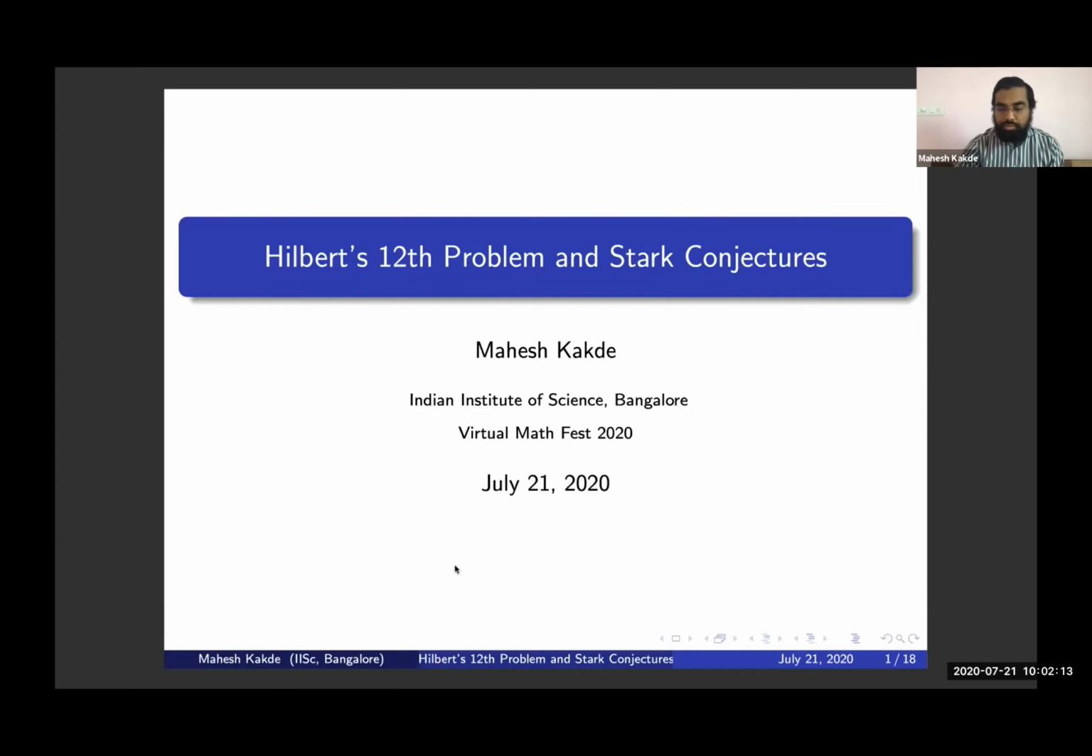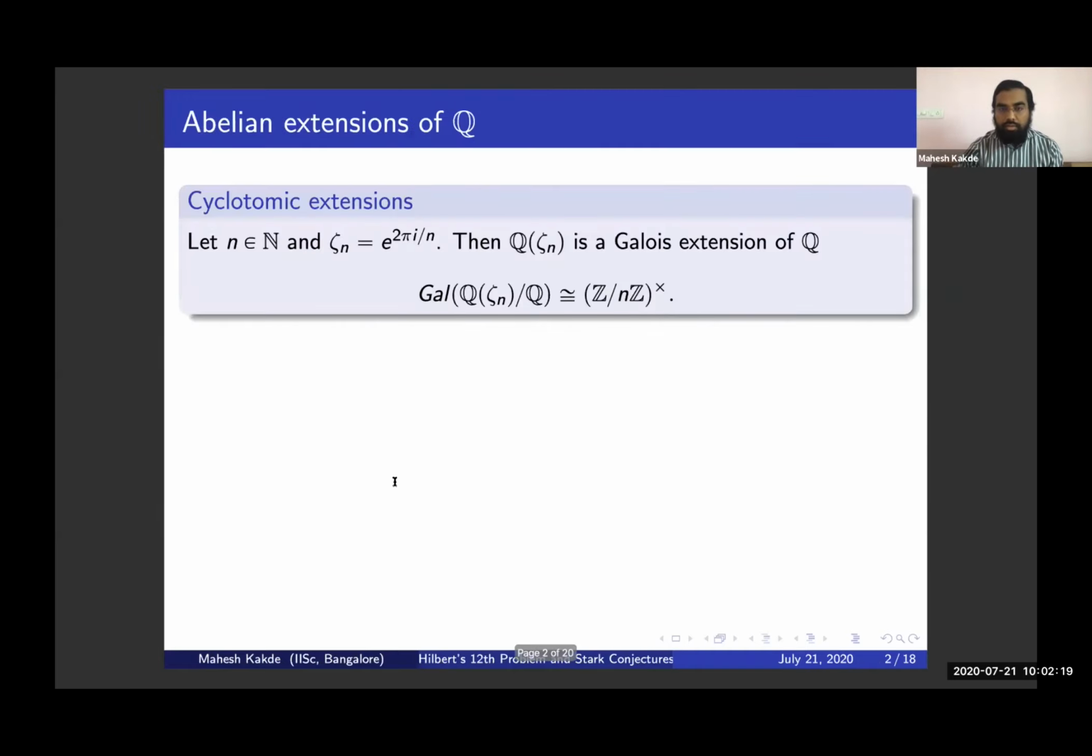Let me begin with a very classical result about abelian extensions of Q. Firstly, we all learn in a first course on Galois theory that if n is a natural number and zeta n denotes the nth root of 1, then the Galois group of the extension Q(zeta n) over Q is (Z/nZ)^×. This is one of the Galois groups we compute in the Galois theory course.